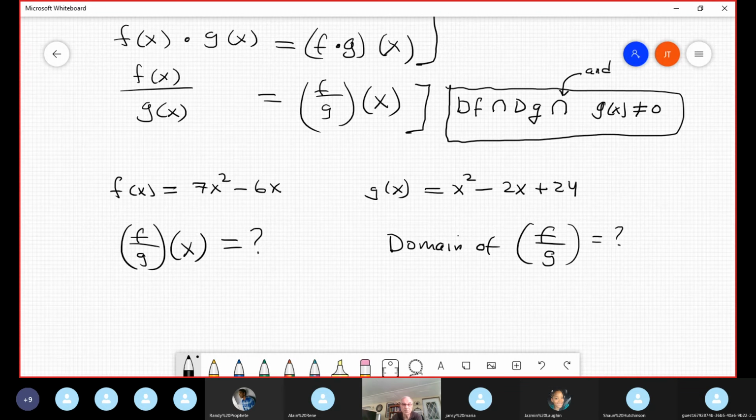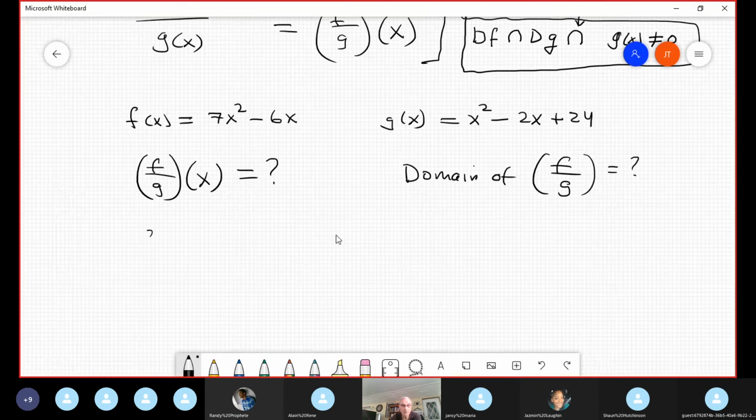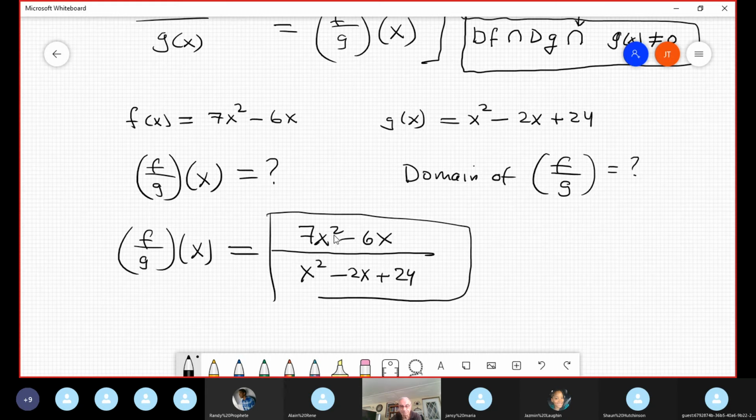Okay, the expression is pretty easy. You put f in the top and g in the bottom. This is my first answer. My second answer is a little bit more complicated because of the domain. What is the domain of this guy? The domain of this function is all real numbers because it's a polynomial function.